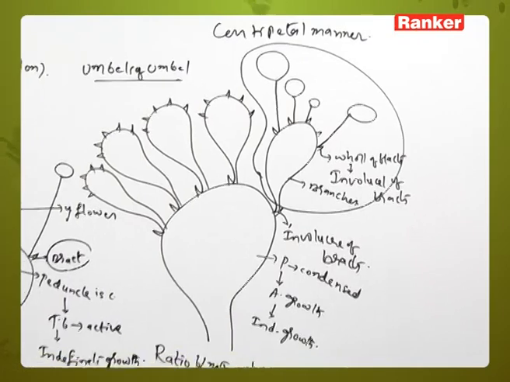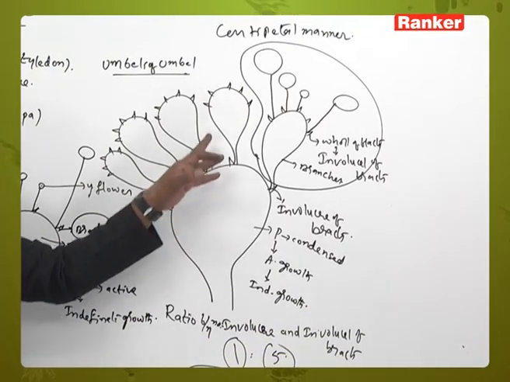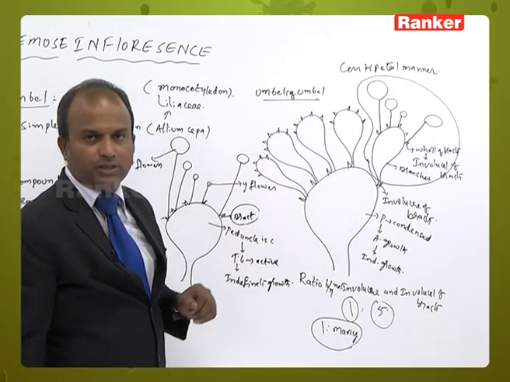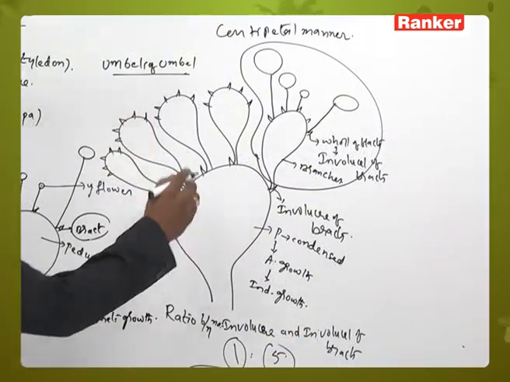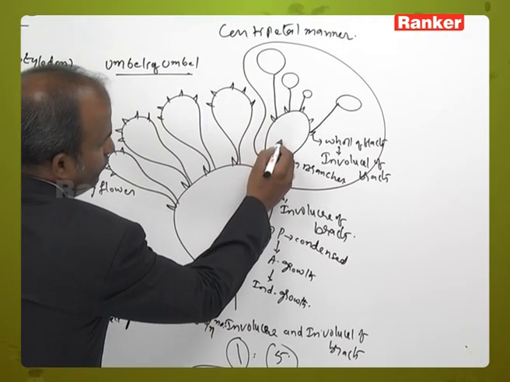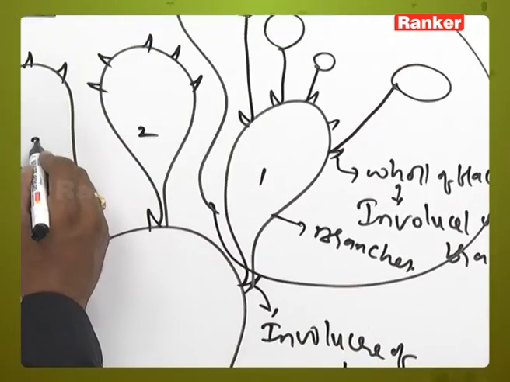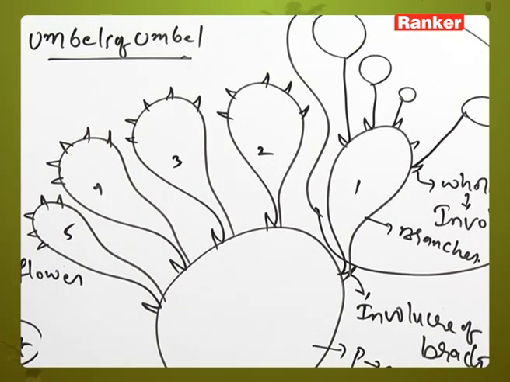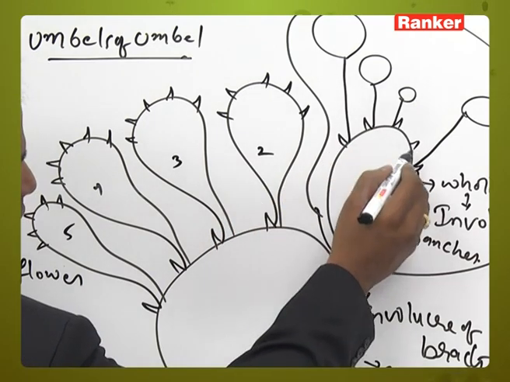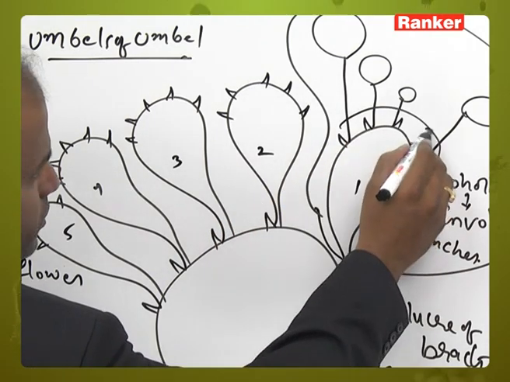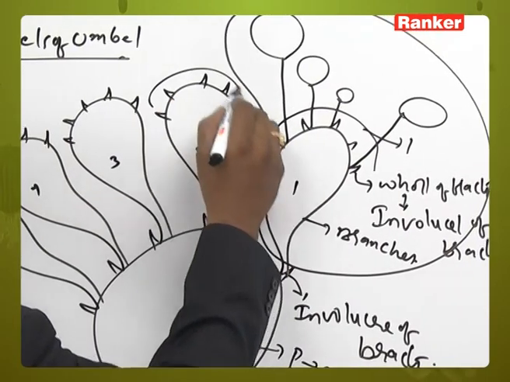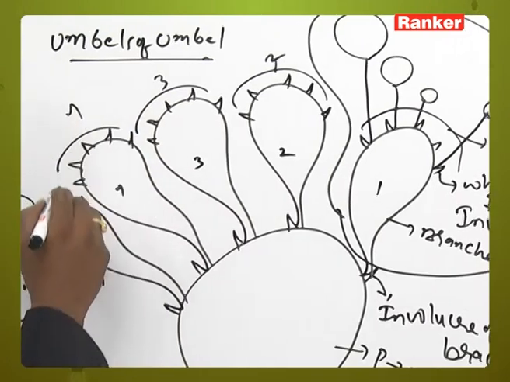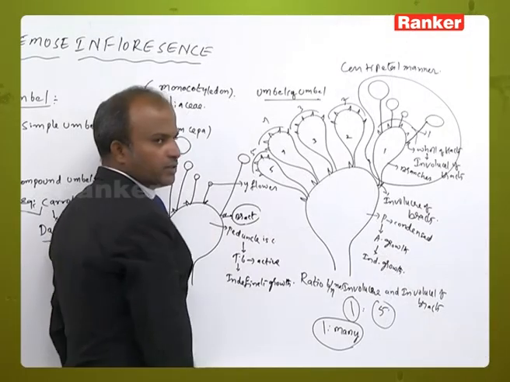Now one more thing here, the number of bracts in involucres. How many involucres are present? 1, 2, 3, 4, 5 branches are present. That means this is one involucre of bracts, this is the second involucre, this is the third involucre, this is the fourth involucre, and this is the fifth involucre.